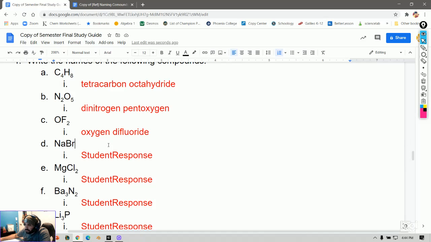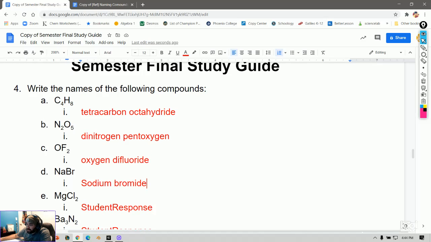Sodium bromide. Na is sodium, Br is bromine. Sodium bromide. Now I don't know, these were all covalent, but this one's ionic. So I just ran into an ionic compound. Ionic compounds are a little bit different. We didn't identify whether these are covalent or ionic, so I just lucked out.